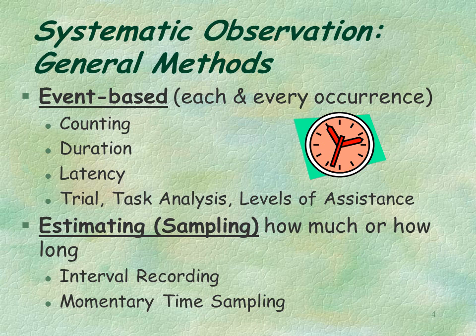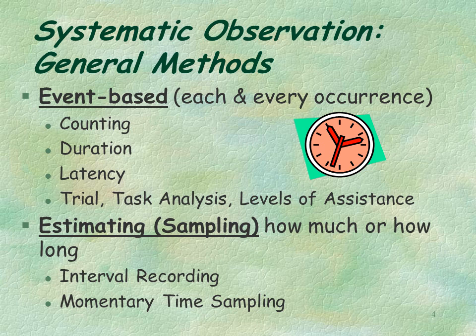With systematic observation systems, we'll divide those into two broad categories. The first category we're going to call event-based. Those are methods by which you're recording each and every occurrence of a behavior. And they include counting or frequency measures of behavior, duration or measure of how long a behavior lasts, latency or the length of time between some kind of signal and the beginning of a behavior, and then we'll talk about collecting data based on trials or opportunities.